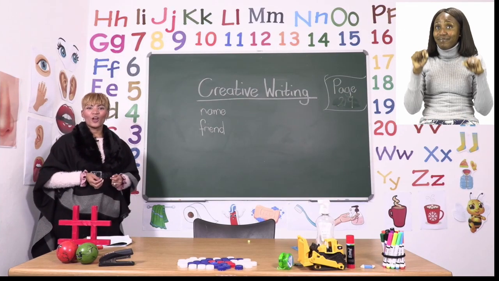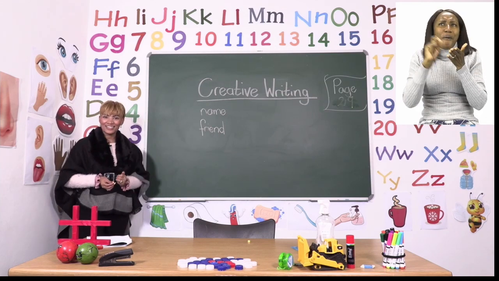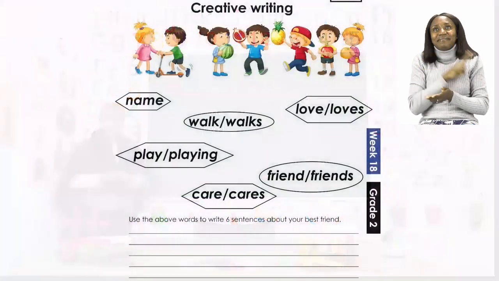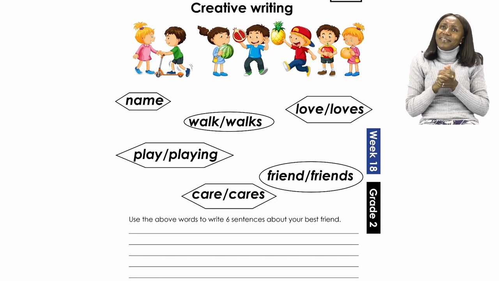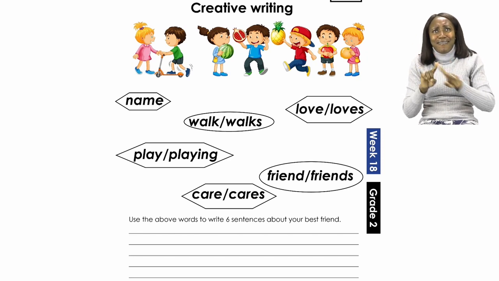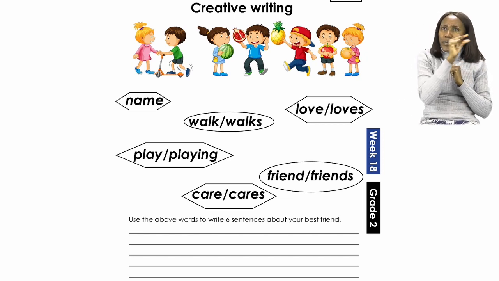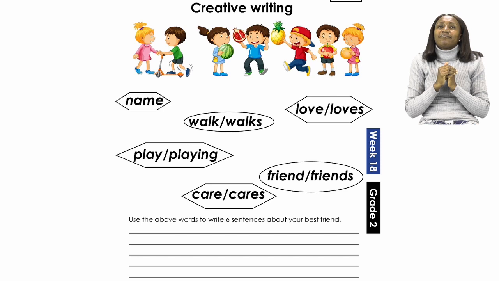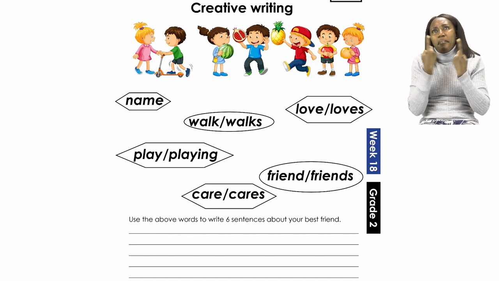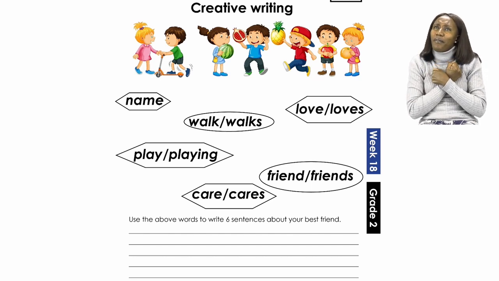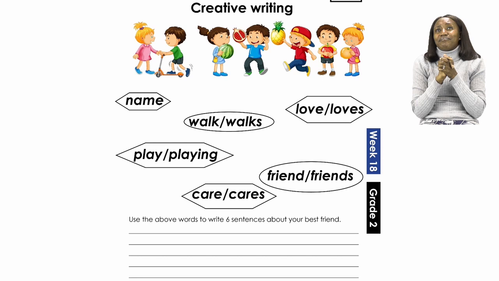Up next, grade 2s, we are going to do some creative writing. That's right. So I want us to quickly go to page 29 in our workbooks. There you will see very nice colorful pictures given to you. In the part just underneath your pictures, there are a few words given to you in different shapes. These words are name, walk or walks, play or playing, care or cares, love or loves, friend or friends.